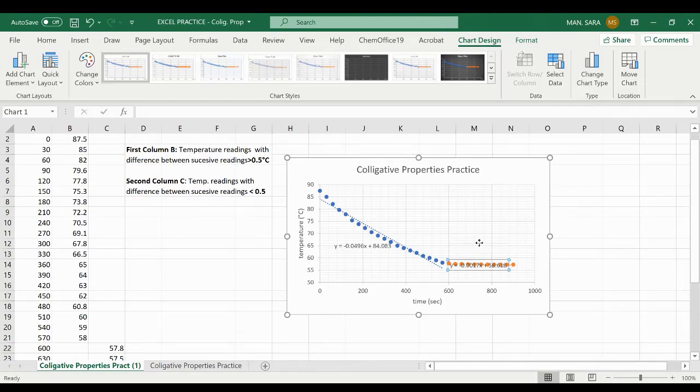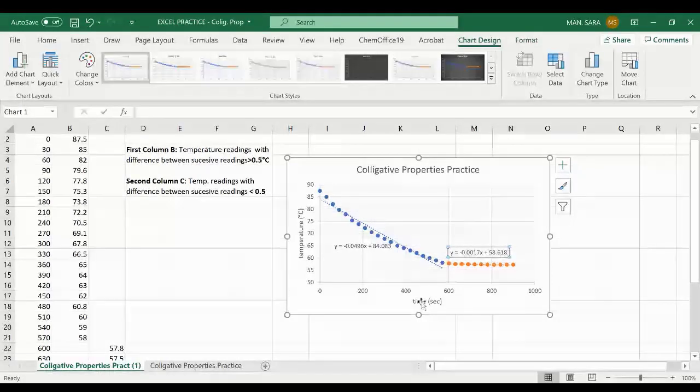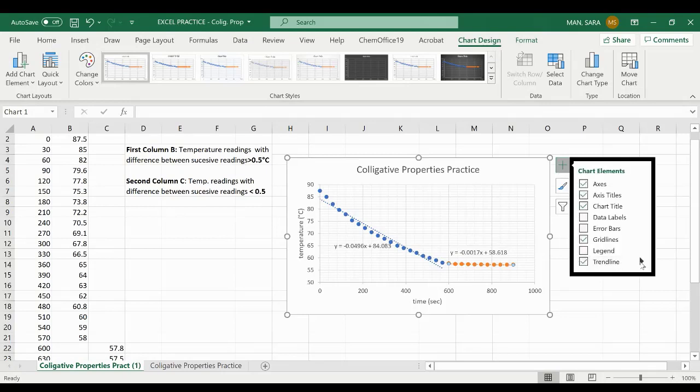Okay, it's hard to see. So this is basically how you are going to plot the data, you put it vertically. And once you plot the data, I will show you how you are going to calculate the freezing point. And the freezing point is the intersection of both.